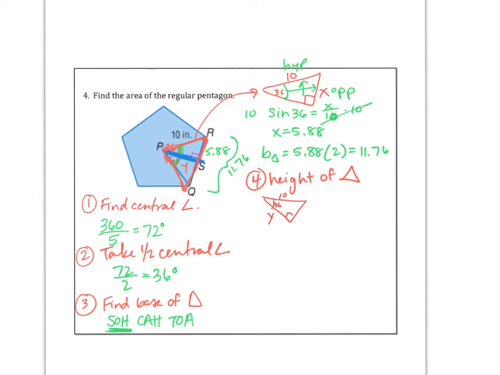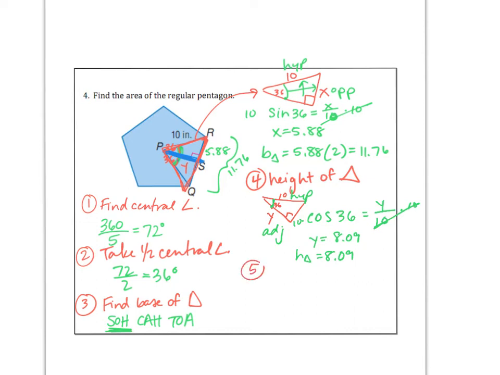So I think I'm going to have adjacent and hypotenuse this time, if we look at this angle 36. And so that's part of CA. So we're going to go cosine of 36 equals adjacent over hypotenuse. Multiply both sides by 10. That cancels out. And then I'm going to type 10 cosine 36 into my calculator. And it turns out that we get 8.09. So the height of the triangle is 8.09.